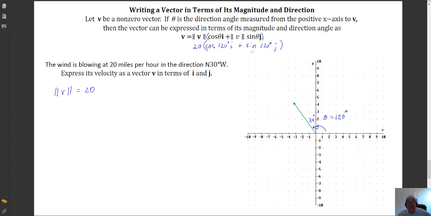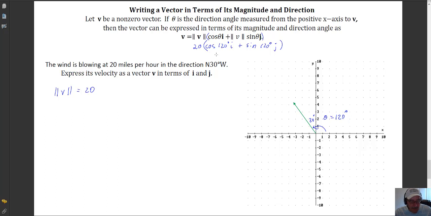Oopsie. So make sure you add that. Sorry about that. Now we're not done yet because they don't want it in the trigonometric form. I think they want us to keep going here.